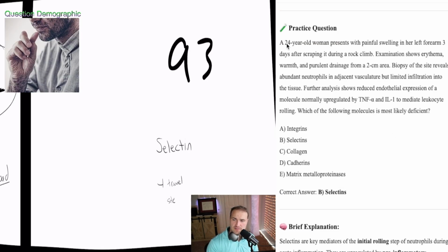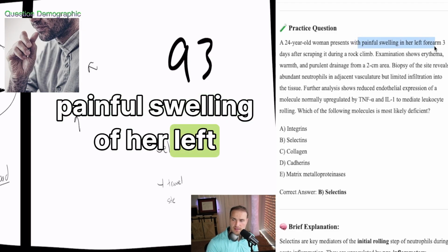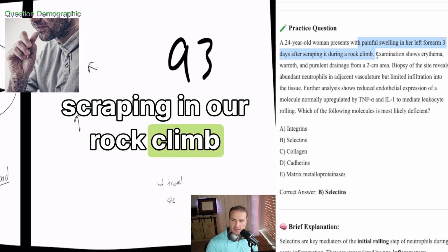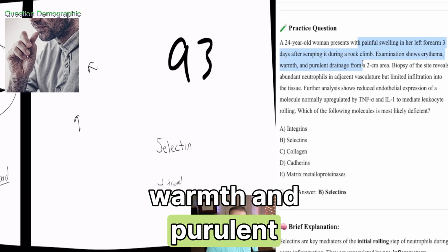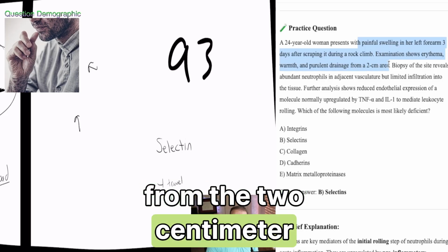Okay, next we have a 24-year-old woman. It could also be a young man as well. So we have both represented in the demographics. Presenting with painful swelling of her left forearm 3 days after scraping it on a rock climb. Exam shows erythema, warmth, and purulent drainage from the 2 centimeter area.